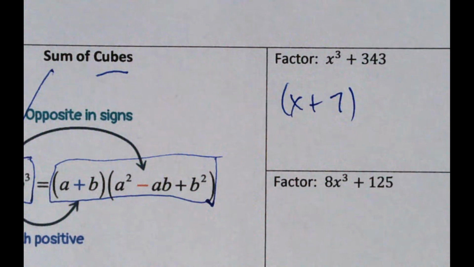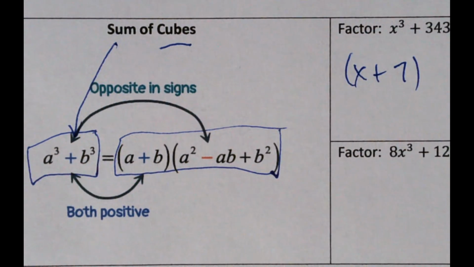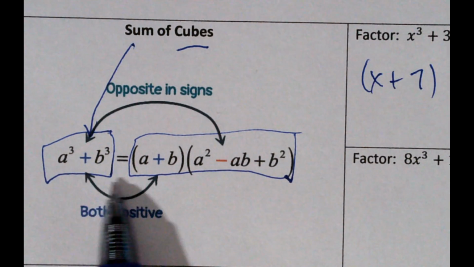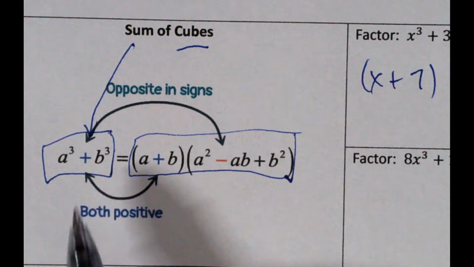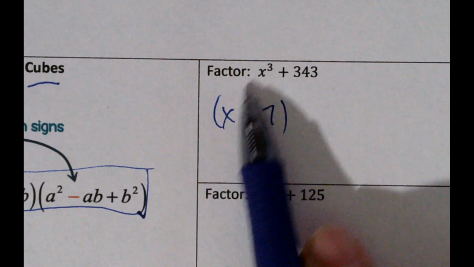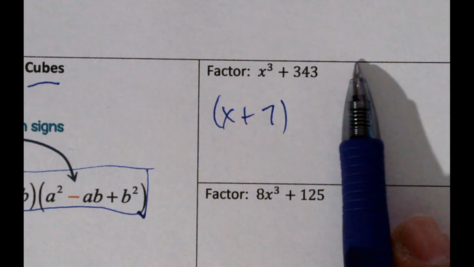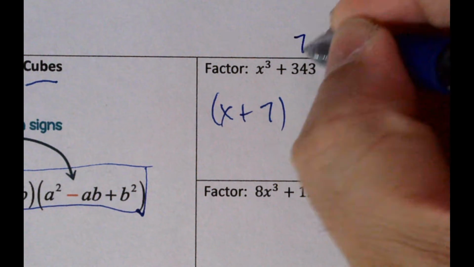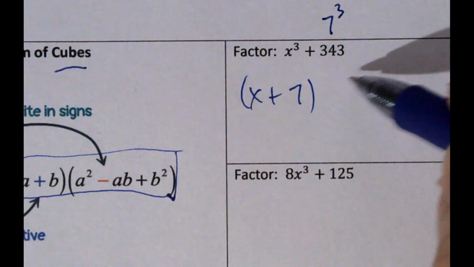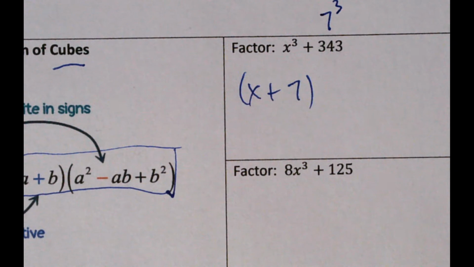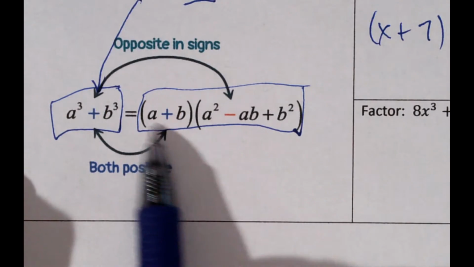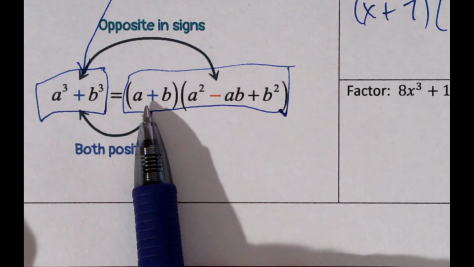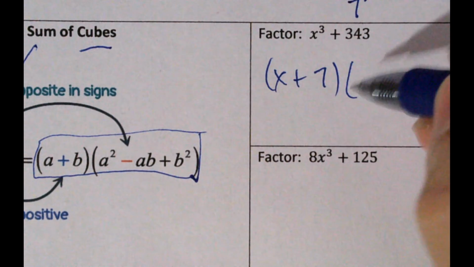All right, let's go back and recap what we just did. I'm giving you the a cubed plus b cubed side. So x is the a. It's not obvious, but 7 is the b. 343 is 7 to the third power. So when I rewrite it, it's x plus 7. Now, once I got here, that's this a plus b part. Okay?